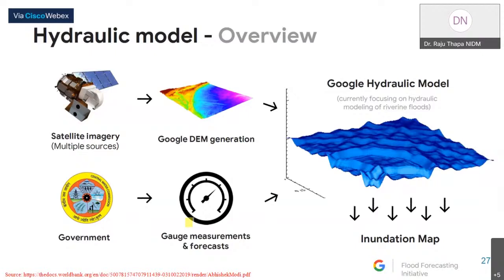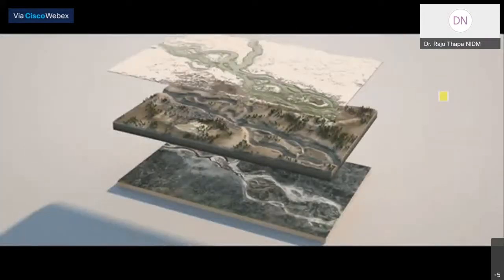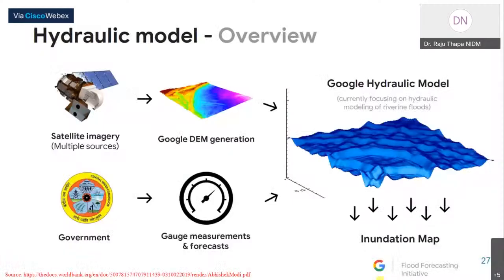Their predictions are based on hydraulic models where they use satellite imagery, Google Dam, and, with the help of the government, the Central Water Commission in our case, the network of gauge measurements and forecasts that they have in place, they come to a Google hydraulic model. Basically, all these data are incorporated in one platform using remote sensing and GIS, with all these layers kept one upon another. Based on that, they generate a prediction, which is later shared with the general public so that immediate actions can be taken.